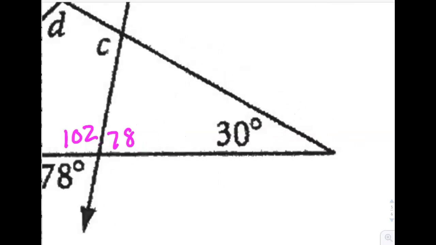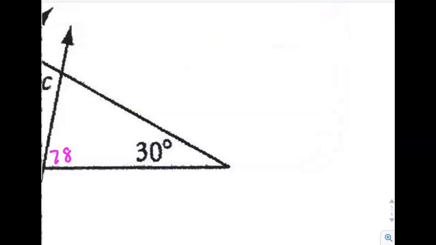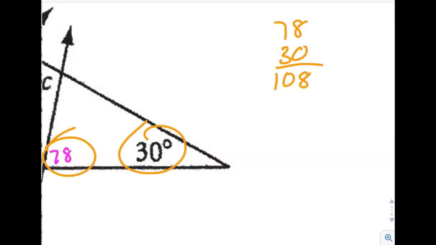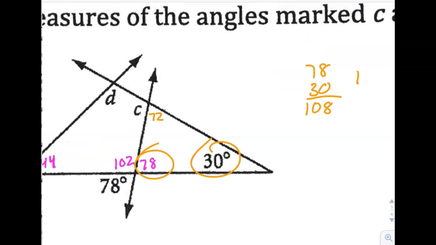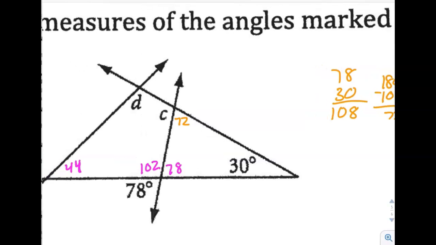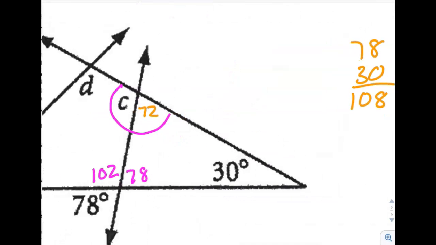Now, I have this triangle over here. You just look at that. I have 78 and 30, which is 108, which makes this 72, because 180 minus 108 is 72. And triangles have to add up to 180. So now I have that. I now can move this over. This 72 has to make this C 108. So now I know that C is in fact 108.